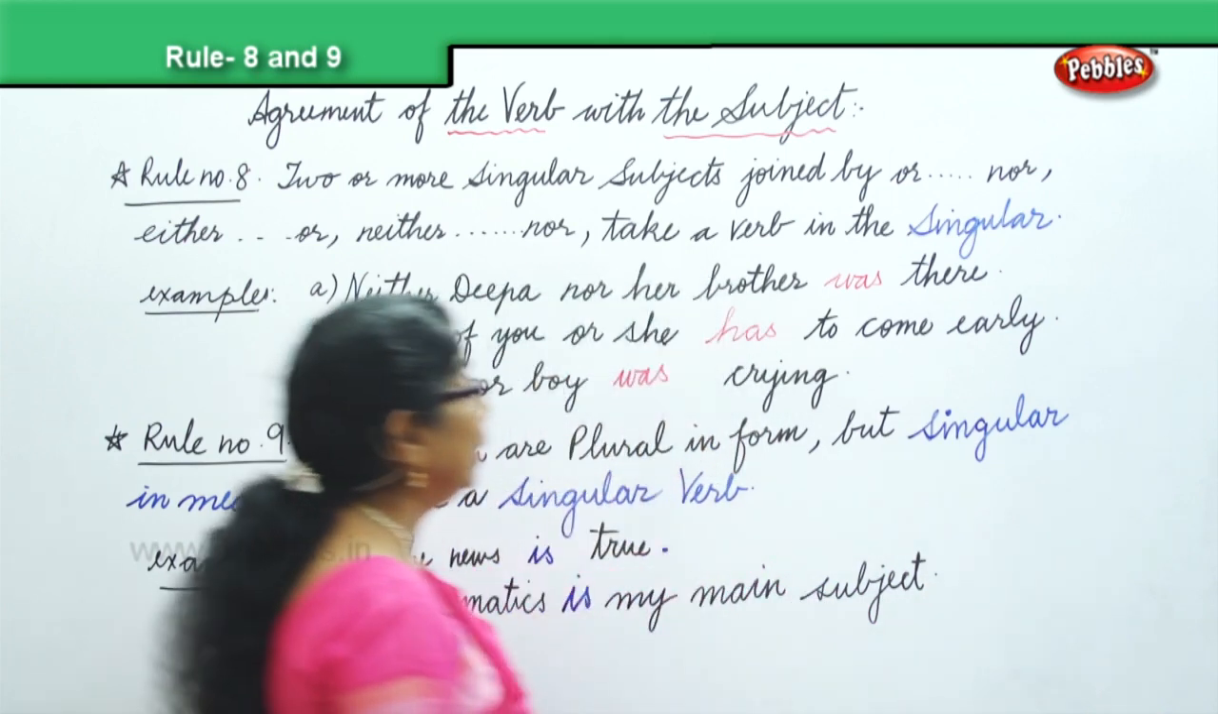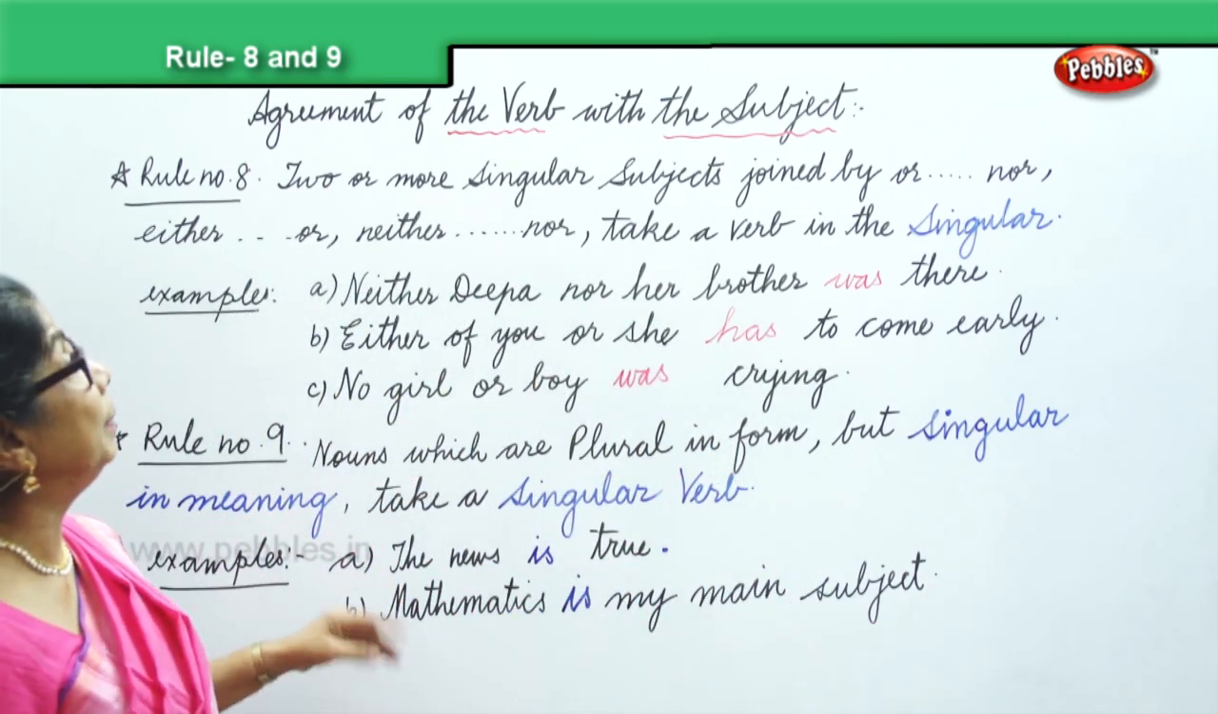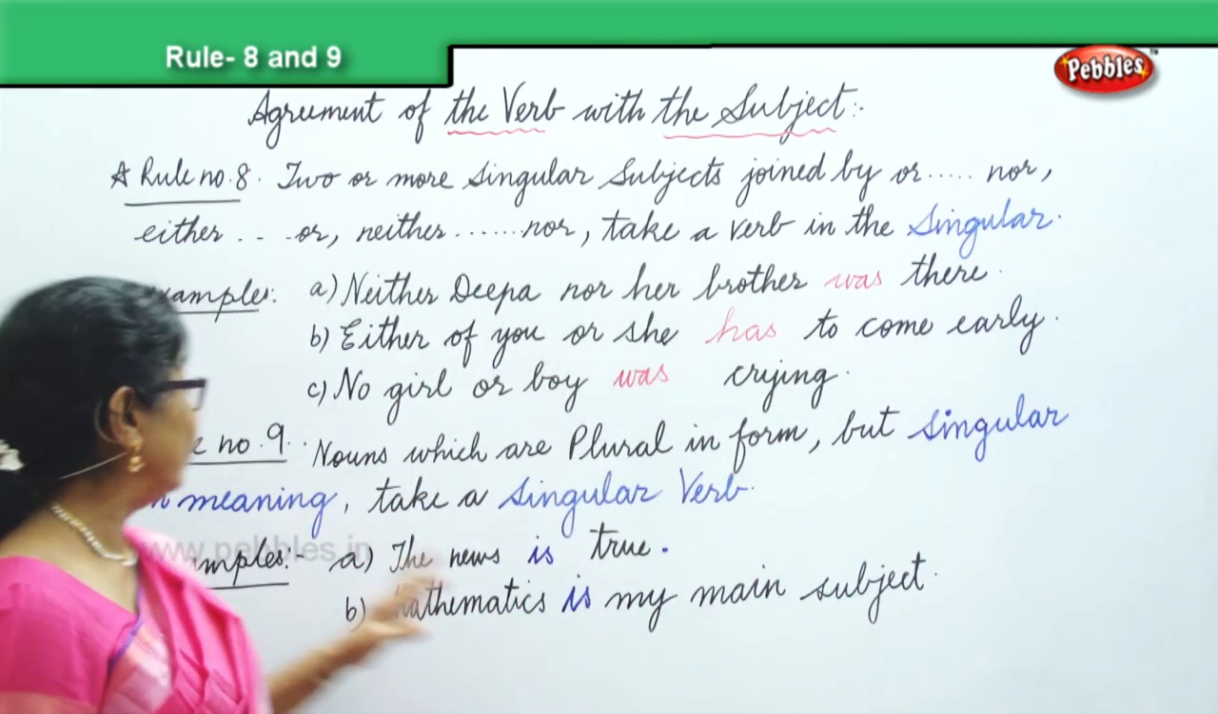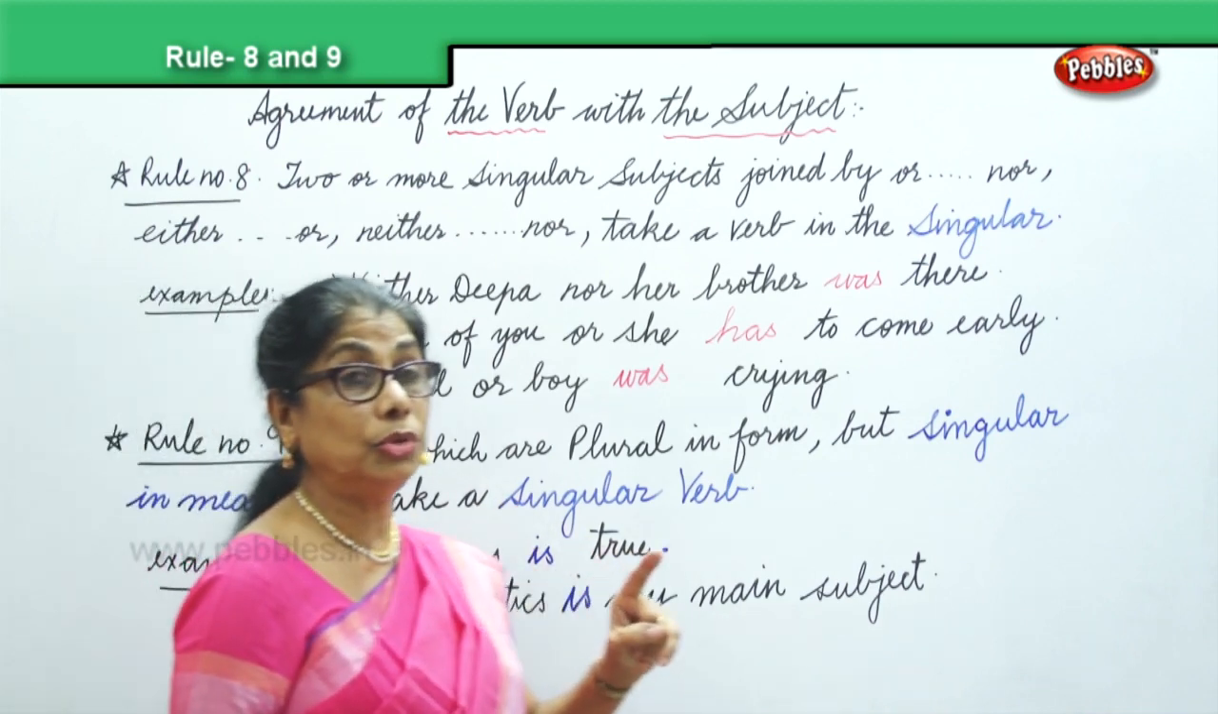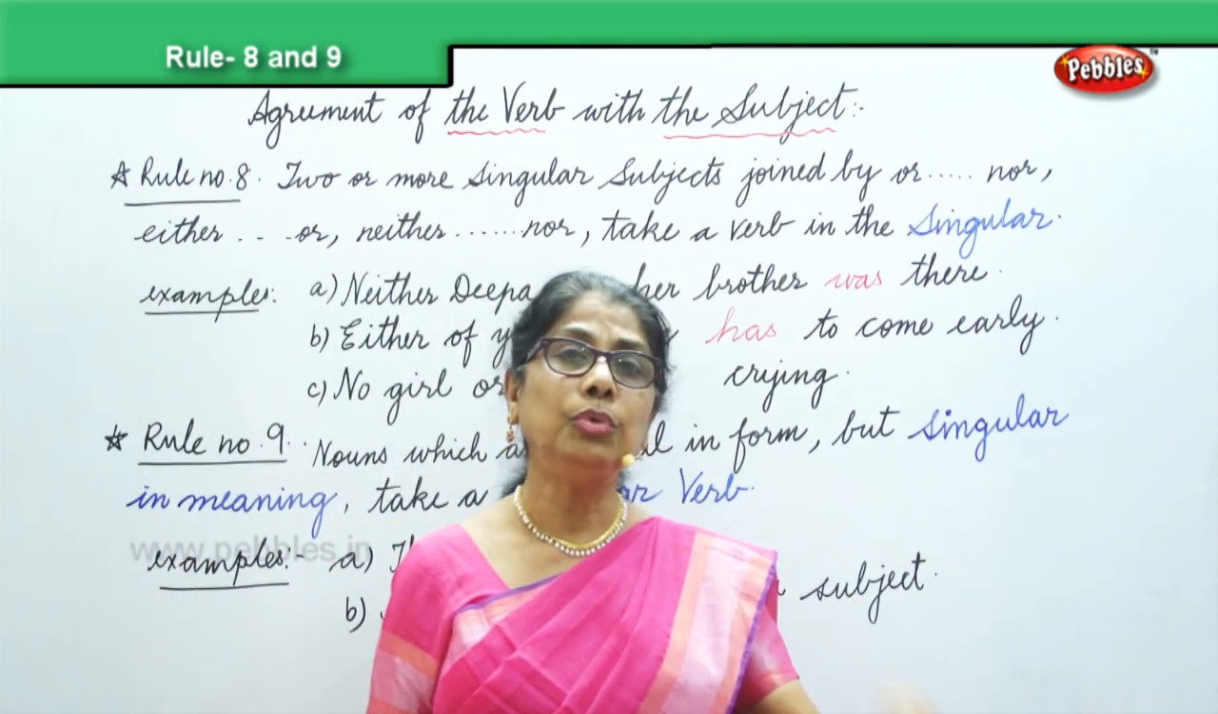So in verb agreement with the subject, we have done 9 rules. We have a few more rules to go through.